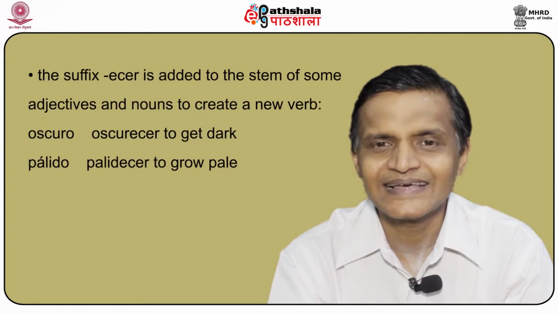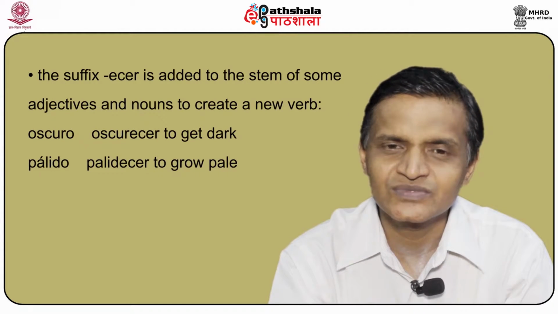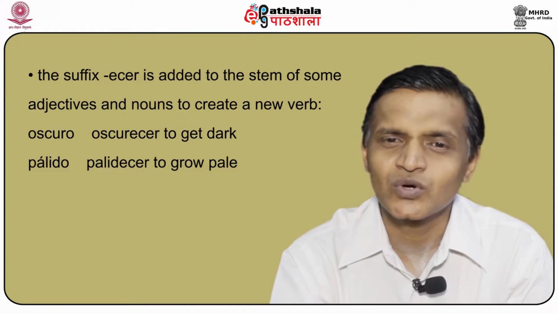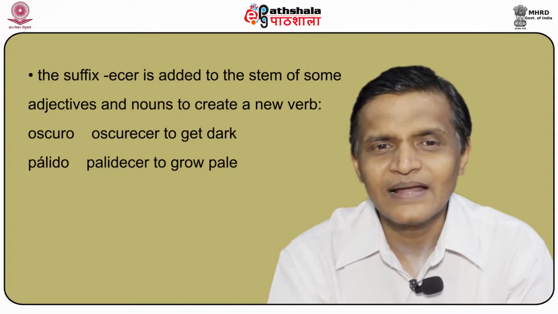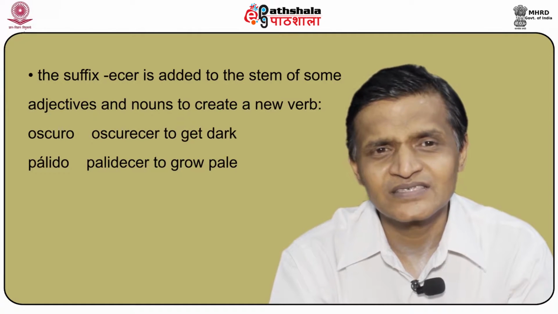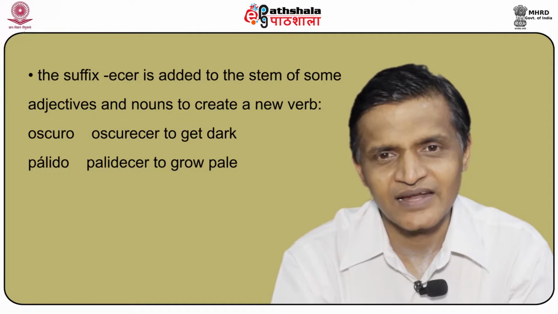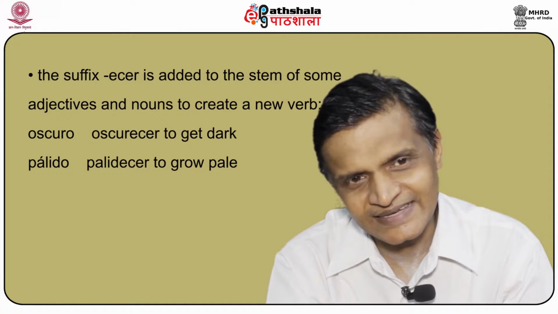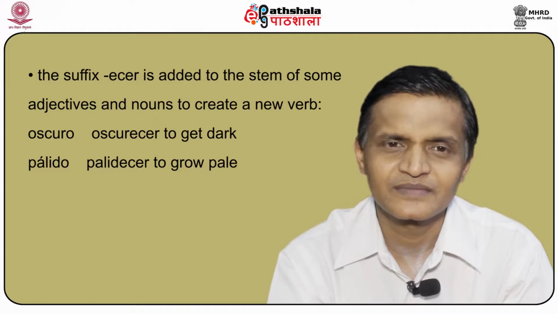The suffix -ecer is added to the stem of some adjectives and nouns to create a new verb. So, oscuro becomes oscurecer, to get dark. Pálido becomes palidecer, to go pale. I repeat that the suffix -ecer is added to the stem of some adjectives and nouns to create a new verb. Oscuro becomes oscurecer and pálido becomes palidecer, to grow pale.